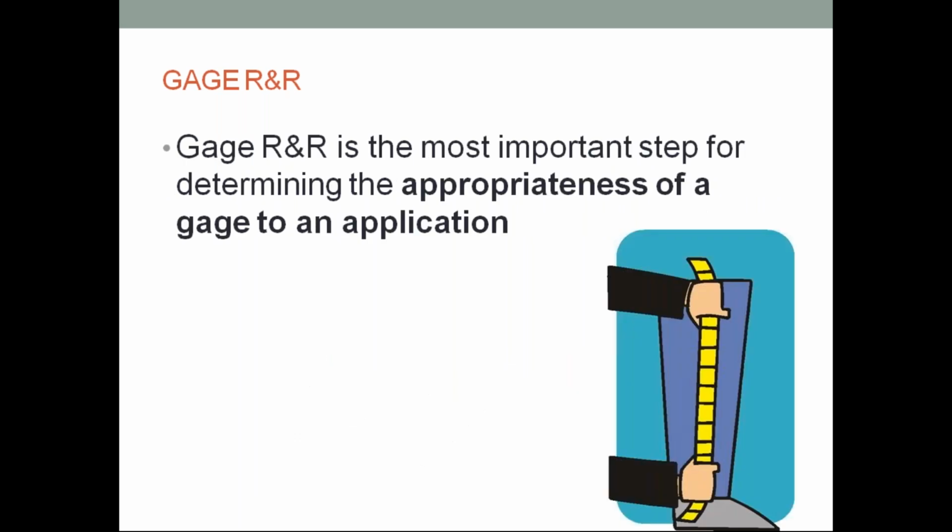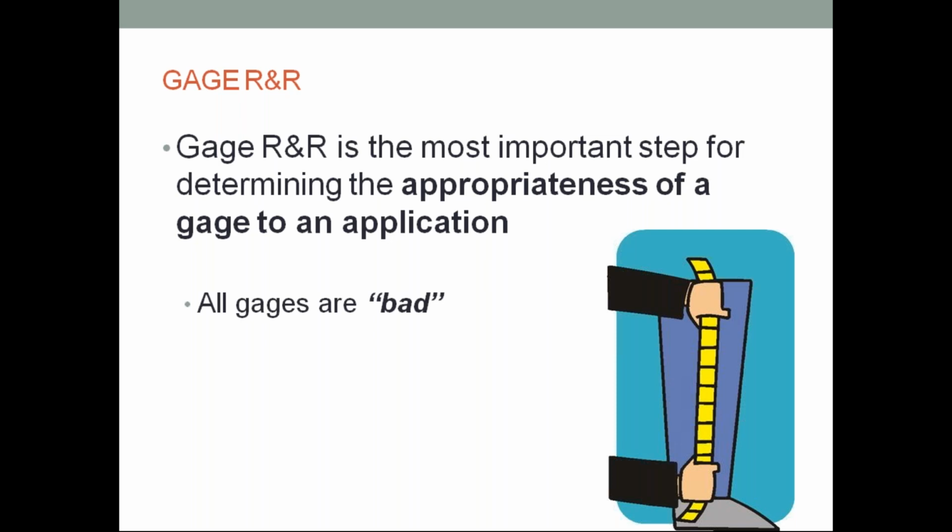Gage R&R is the most important step for determining the appropriateness of a gauge to an application. That is the point of the exercise. Gage R&R tells you if that gauge is the right gauge for the application. If somebody says this gauge doesn't work, Gage R&R will prove whether it is the gauge to use or not, not just an off-the-hip conversation with somebody trying to use the gauge. It is the proof.